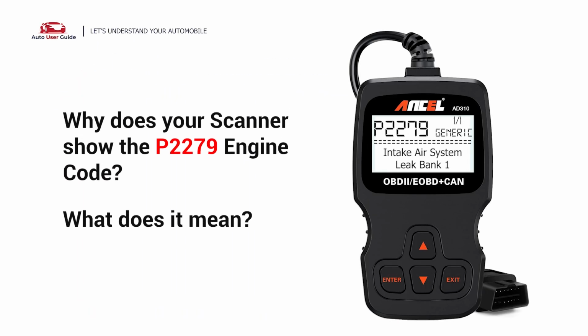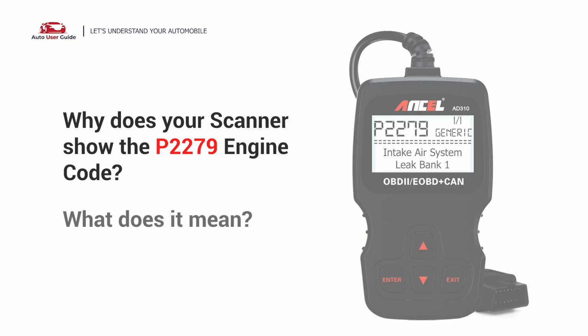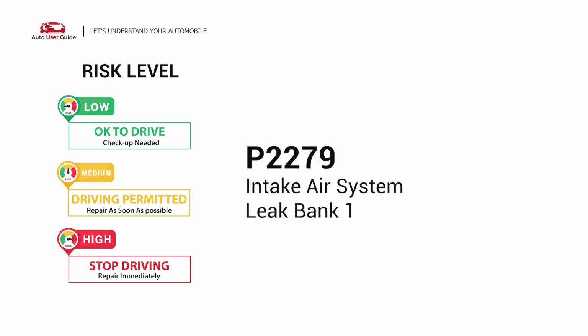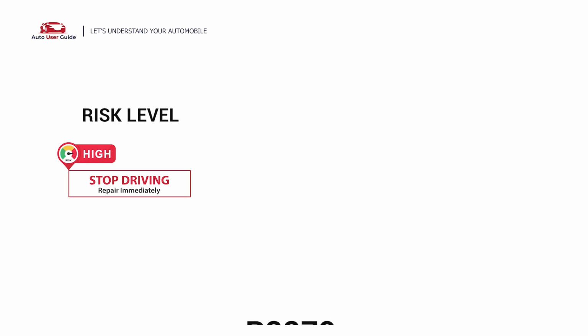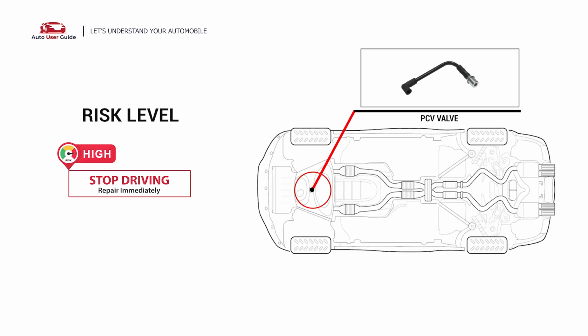Why does your scanner show the P2279 engine code? What does it mean? P2279 is a diagnostic trouble code for intake air system leak at Bank 1. This engine code indicates that the ECM has detected a vacuum leak in the intake air system, allowing unmetered air to enter the engine. Under this circumstance, stop driving and repair your vehicle immediately.